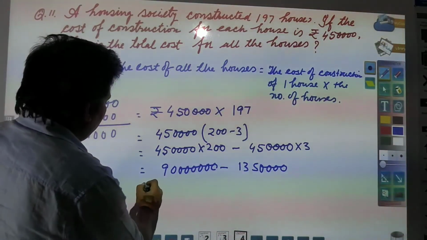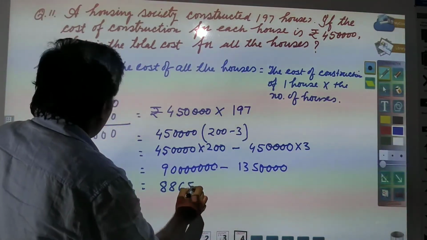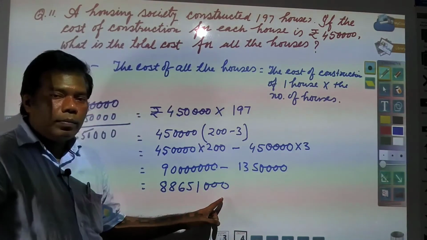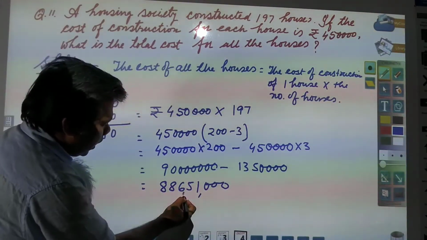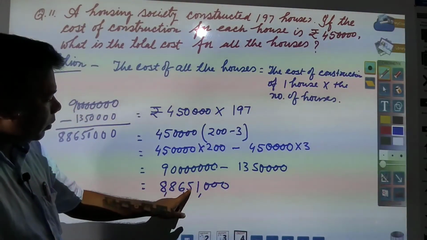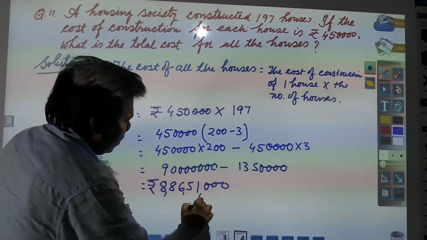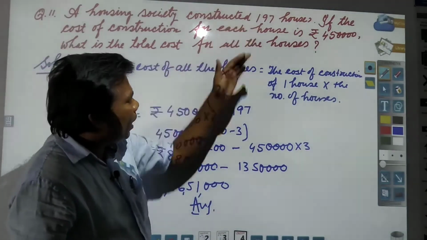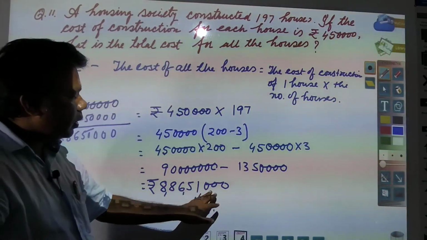So finally you will get 8, 8, 6, 5, 1 and 000. Here you see ones, tens, hundred, thousand, 10,000, lakh, 10 lakh, crore. So 8 crore 86 lakh 51,000 will be your answer. So this much rupees. So for constructing 197 houses, this much money will be required. 8 crore 86 lakh 51,000.